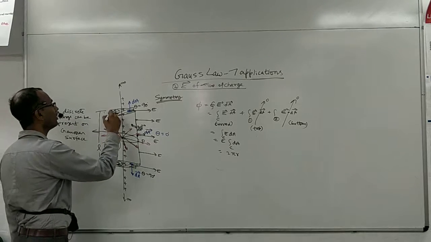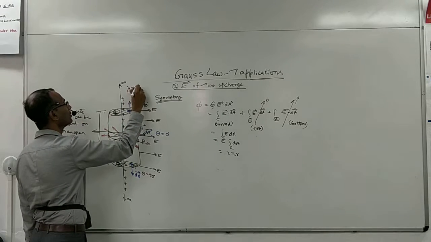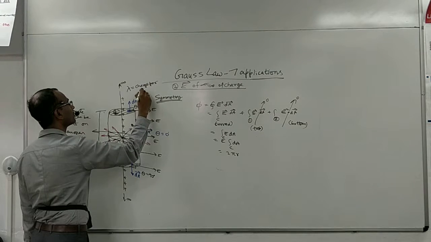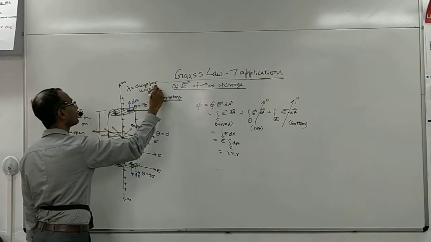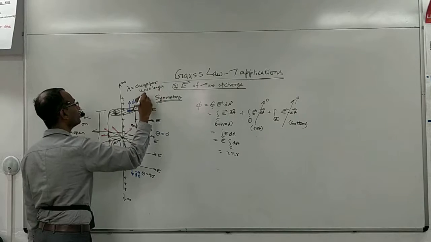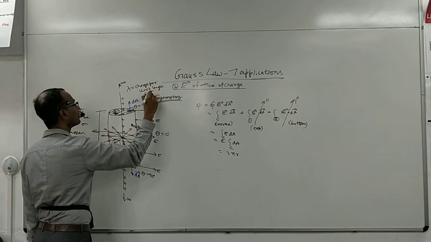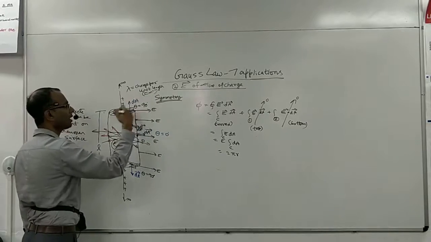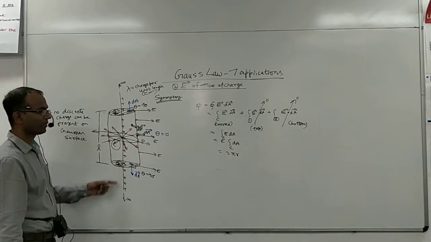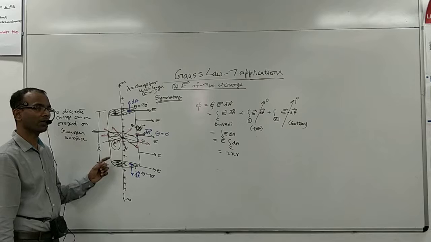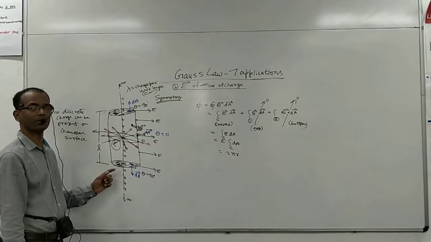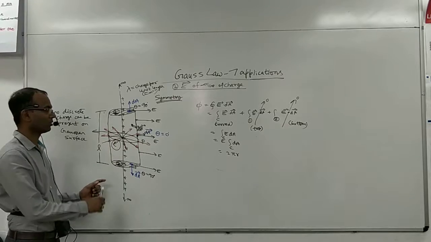And we will define one concept called lambda, which is charge per unit length. It will be in units of coulomb per meter. This is infinitely long, so if you take 1 meter length, it will have say 10 coulombs. So charge per unit length is lambda.